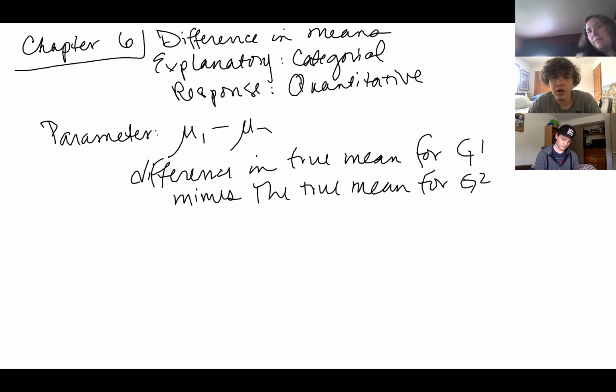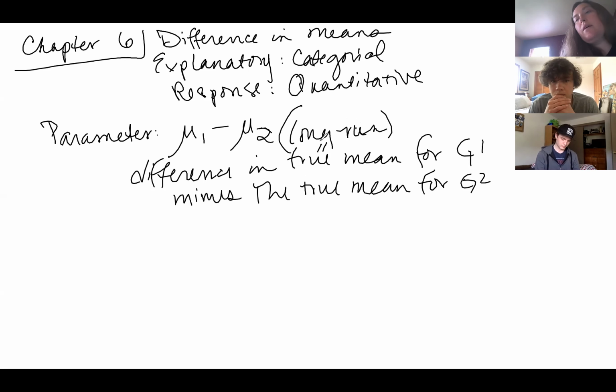And so the true mean would be like the long run proportion, like the simulated null. Long run and true basically mean the same thing. So this is going to be about our population, what we want to know about our population.